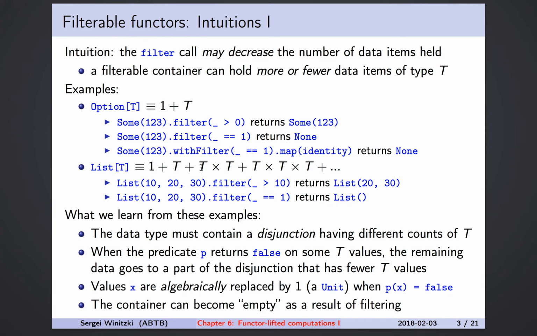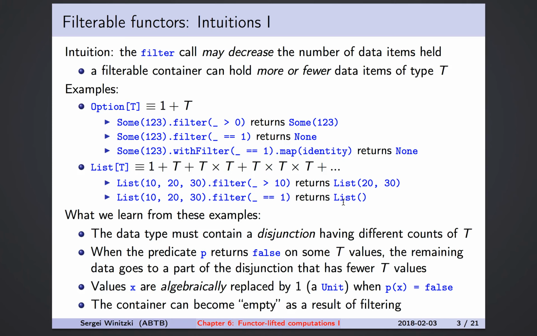And finally, we notice that the container can actually become empty. So all of these examples contain a disjunction part, which is unit, which represents an empty container. Now, of course, there are names for this in Scala. So this is not the unit itself. In this case, it's a case object called None. In this case, it's a case object called Nil, I believe.